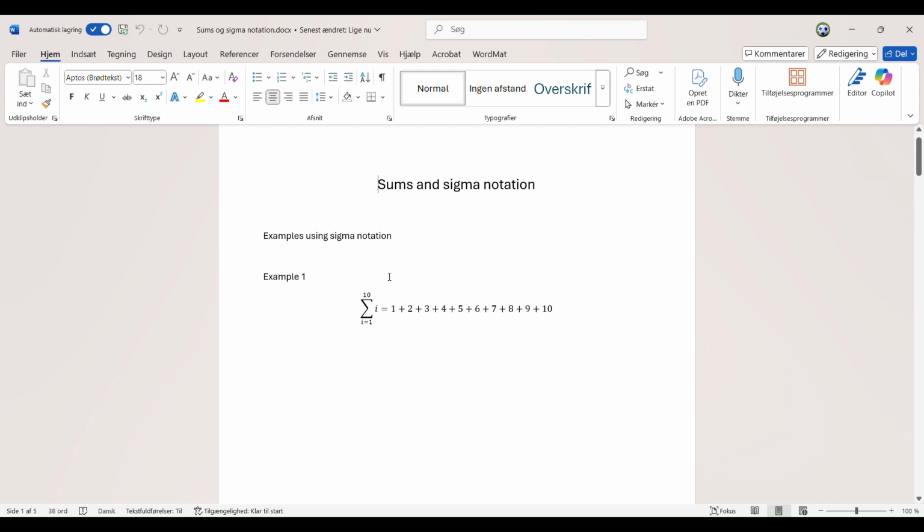So instead of writing 1 plus 2 plus 3 plus 4 plus 5 plus 6 plus 7 plus 8 plus 9 plus 10, we could just write it as compactly as this expression using sigma notation.